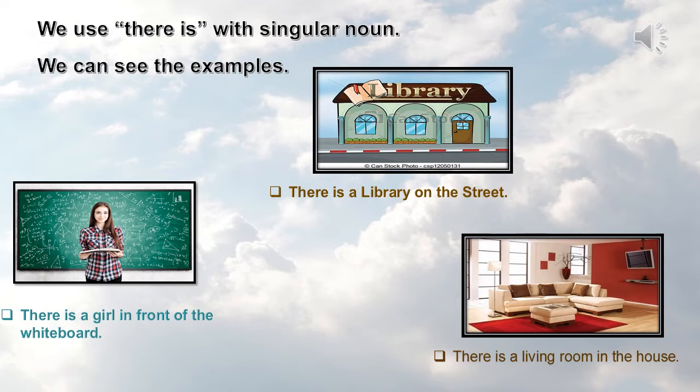We can see the example. Each example has its own picture. We can see the first picture with a girl. And we say, there is a girl in front of the whiteboard. The second picture, we can see a library. And we say, there is a library on the street. In number 3, we can see a living room. And we say, there is a living room in the house.